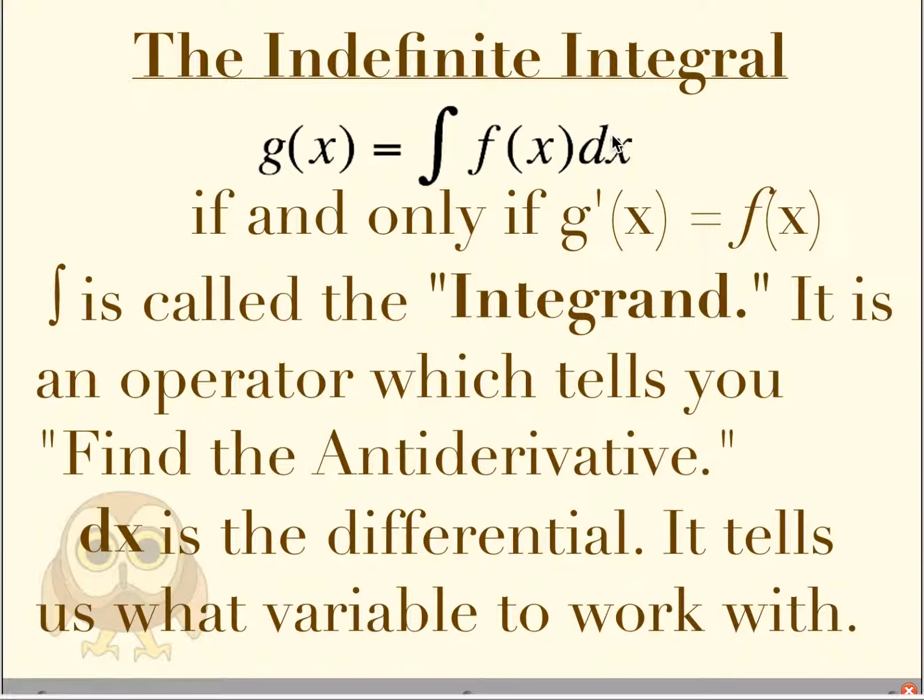And that just tells you with what variable to work with. So there might be a time where it might be a dy here, a dt, a dv, and a du. So that tells you just with what variable you are doing the antiderivative of.